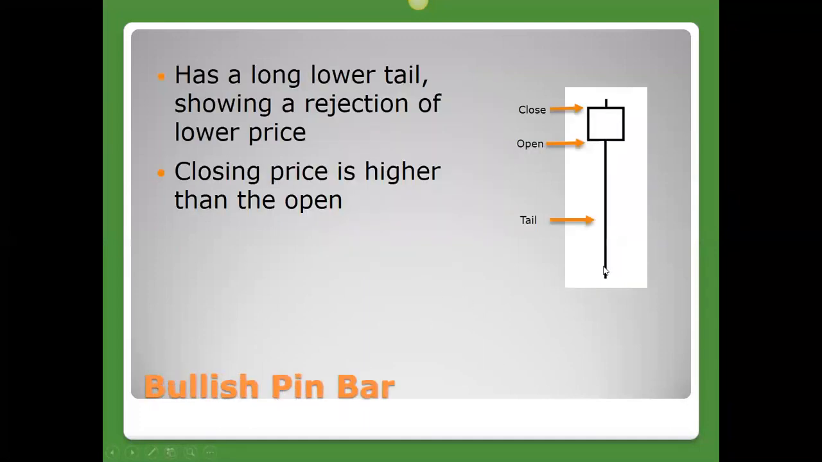So this one is a bullish pin bar. The open and the close are right here. In the case of the bullish pin bar, the closing price will be higher than the open price, and there will be a long tail to the downside. This means the sellers were at one point pushing the price down, but then the buyers came in and pushed the price up. As a result, the candle closed as a green candle or a white candle.